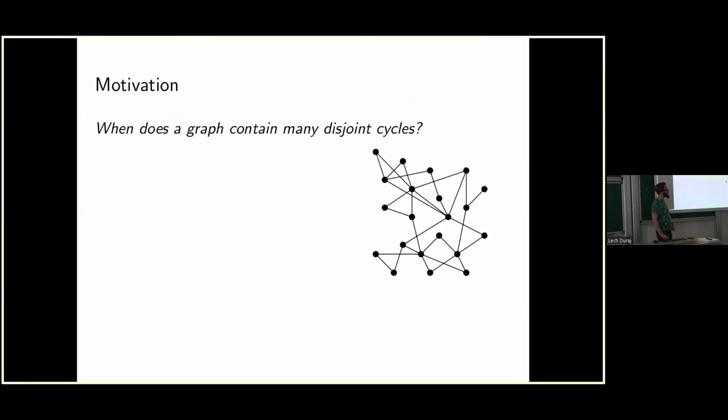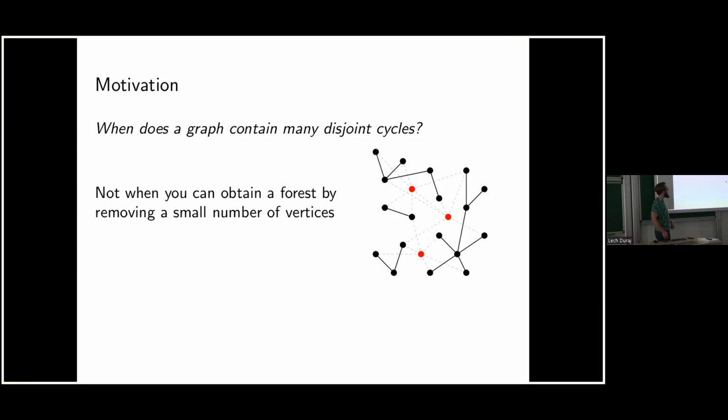So one simple obstruction for a graph to have many disjoint cycles is when it has a small set of vertices, so that after removing them, we are left with a forest. We can easily see that any cycle in the original graph must contain at least one of those vertices. So the maximal number of disjoint cycles in the graph is upper bounded by the number of vertices we deleted. It turns out that this, in some sense, is the only obstruction.